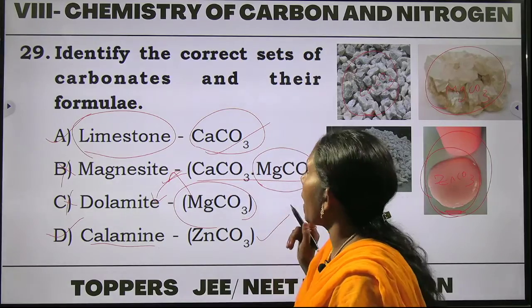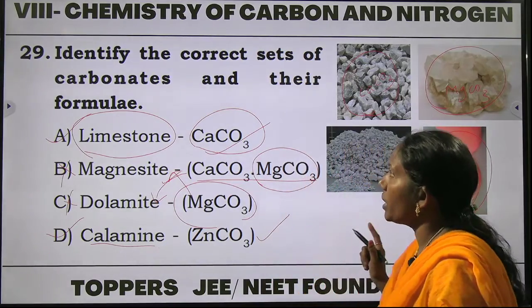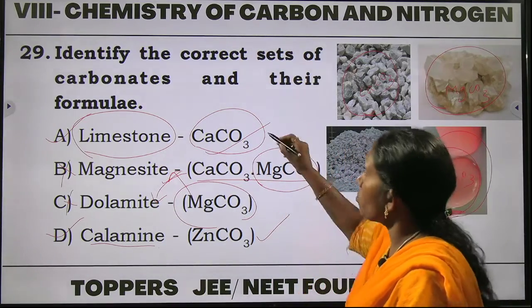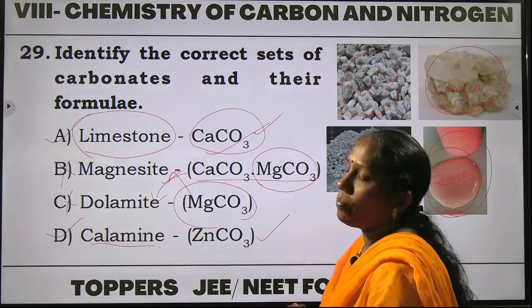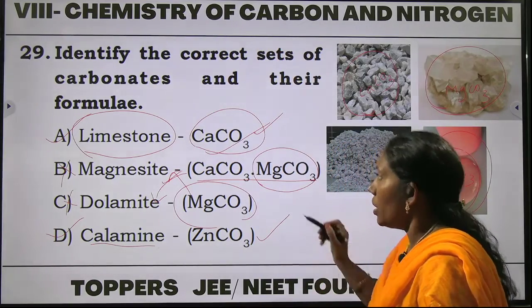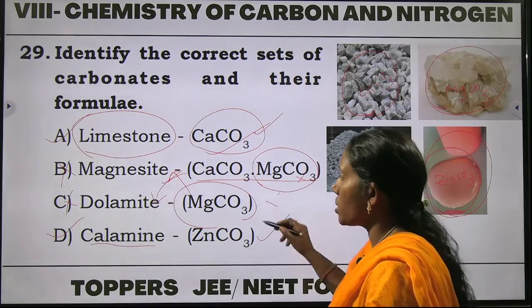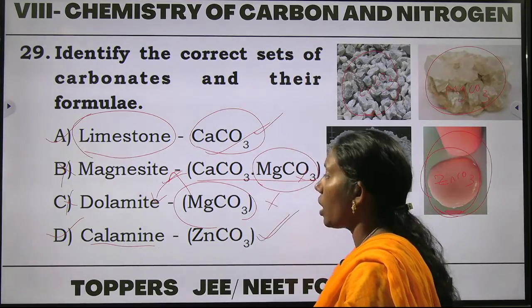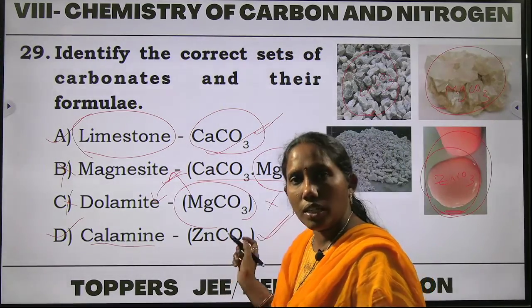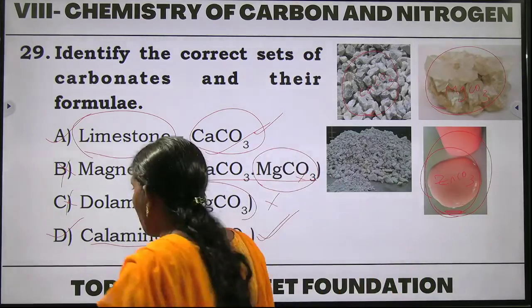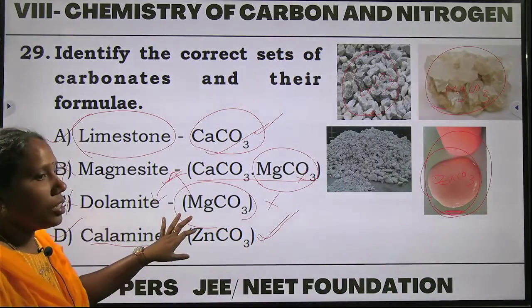So in the question, identify the correct sets of carbonates and their formulae. Limestone is the correct pair. Magnesite is wrong, and option C is also wrong, and option D, calamine ZnCO3, is the correct pair. Okay. Coming to the next question.